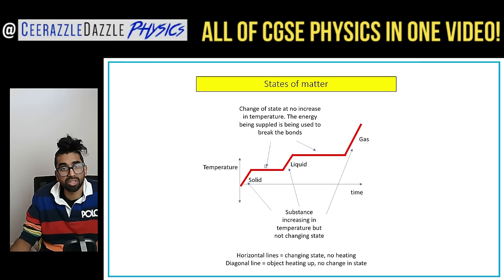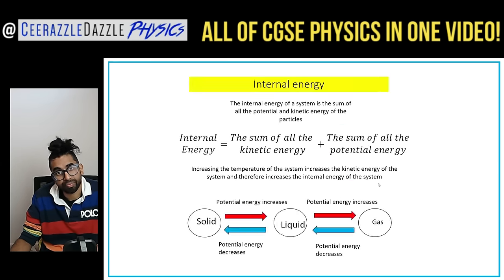The reason why is because there is no change in temperature at this point here. There is no change in temperature over here. The reason why is because the energy you are supplying to the solid is being used to break the bonds. So we're going to break the bonds here, and we're going to break the bonds here. There we go. Horizontal lines, changing state, there's no heating. Diagonal line, the object is heating up, but there's no change in state. So you're changing states on the horizontal bits.